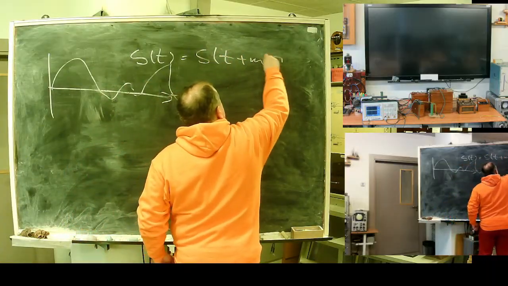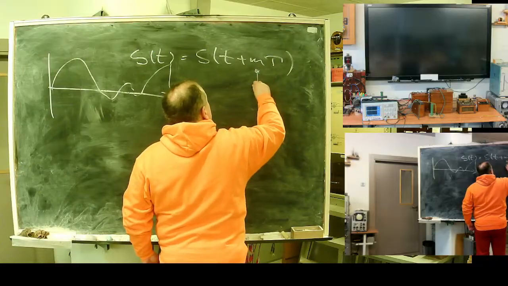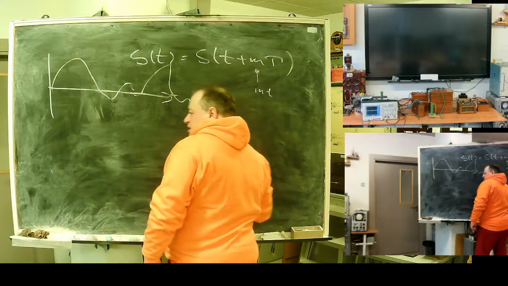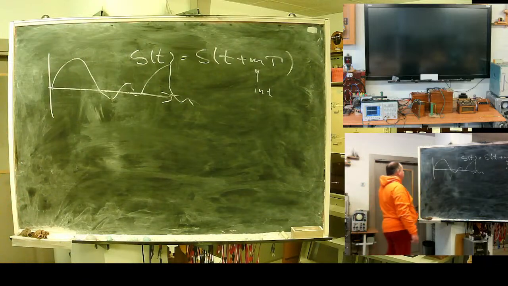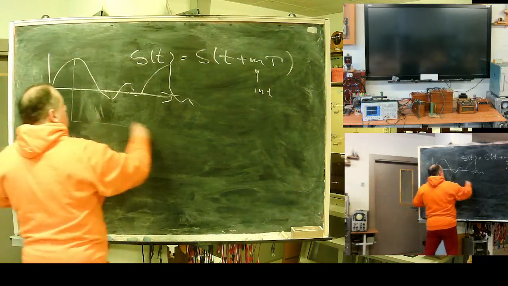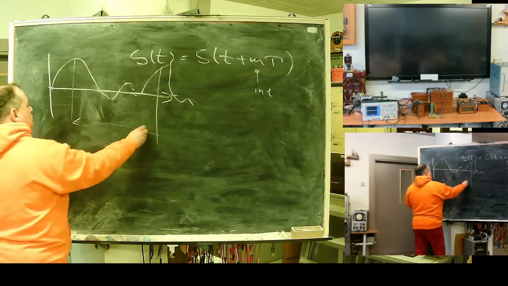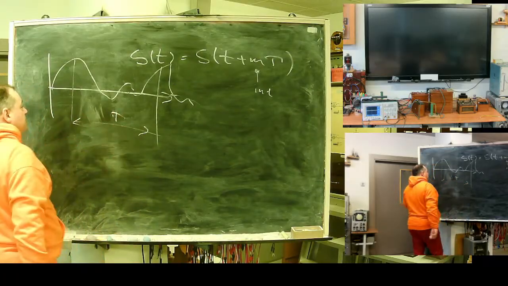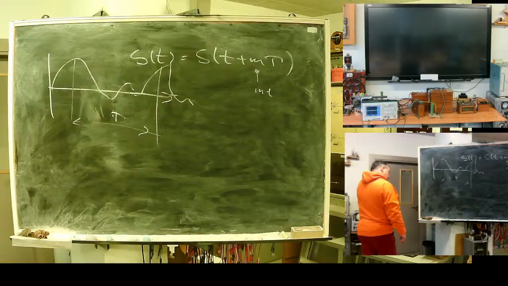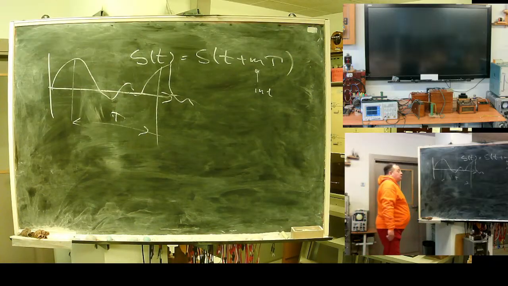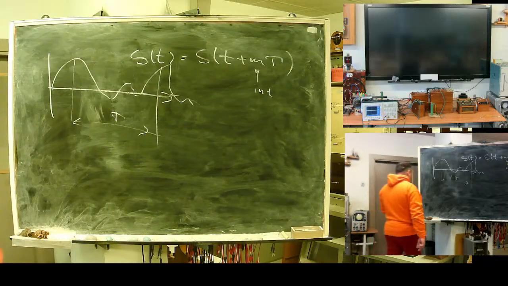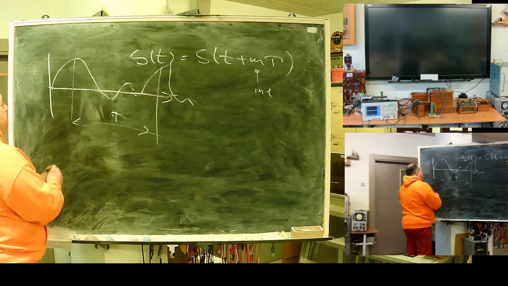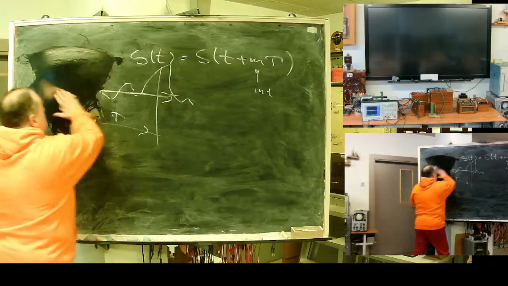Signal of t plus m T, where m is an integer and T is a real number, the repetition period. So the signal repeats with a period T. I would like to perform a Fourier transform on it, to get its representation as a Fourier series.